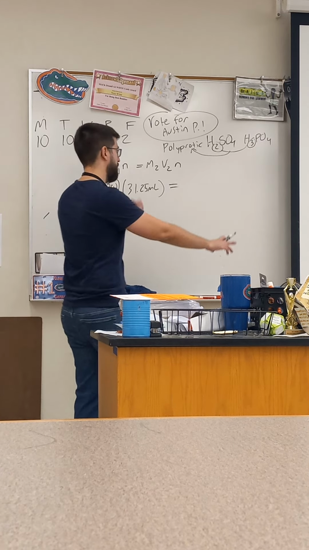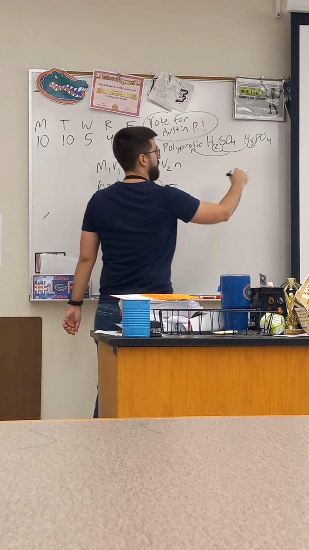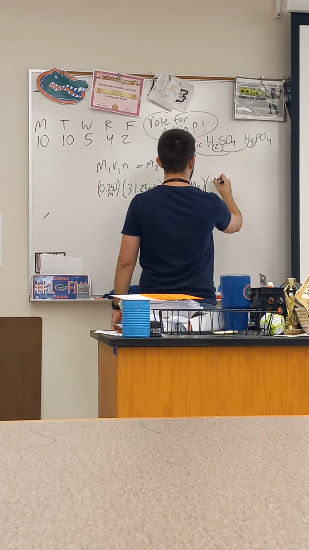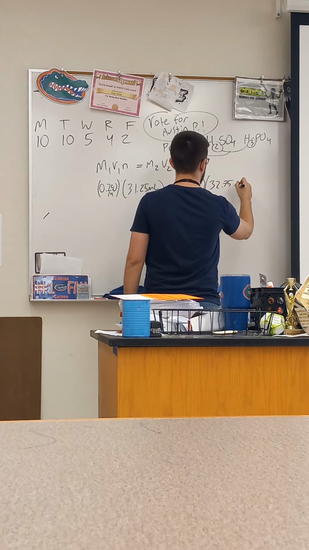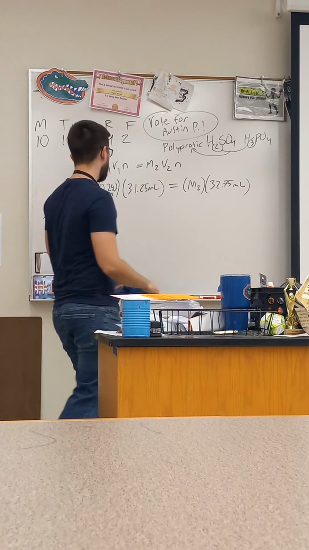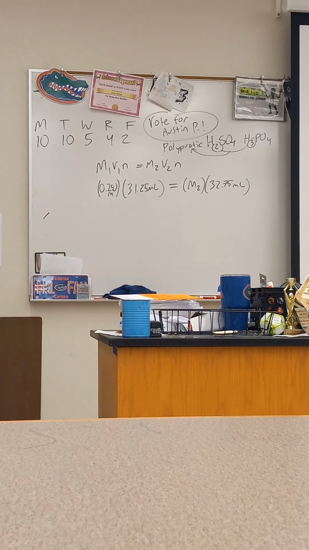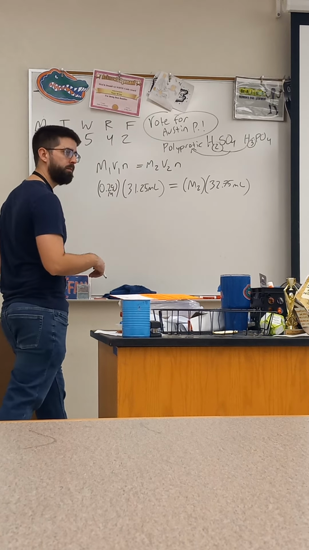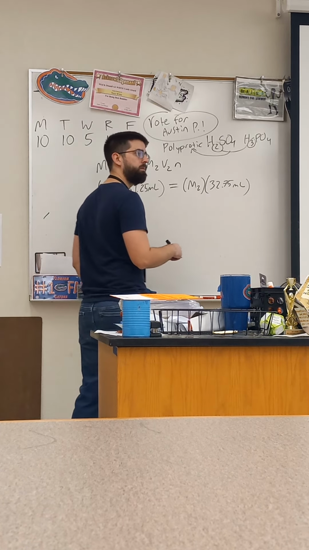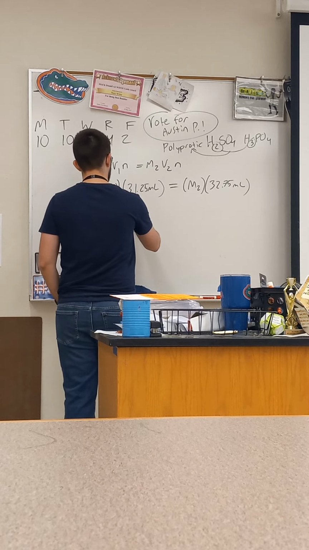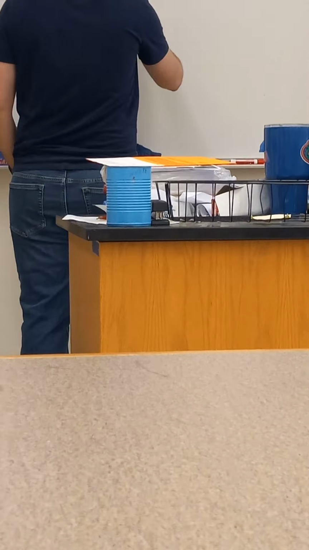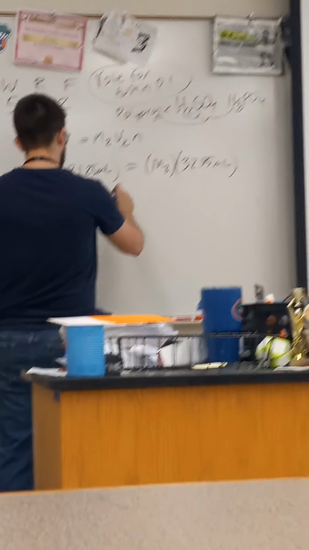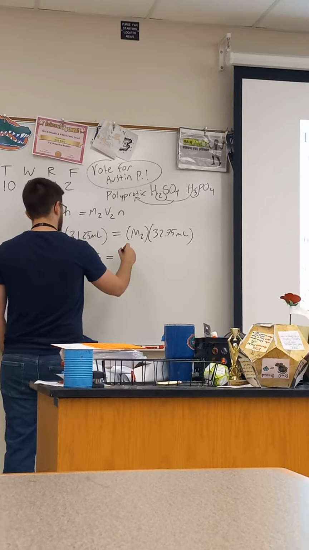Equals. Oh my god, it works. I mean, it's Mr. White, so. Okay, so guys, calculator time: 0.250 times 31.25. 7.8. 7.8? Yes, 7.8125. I got like 0.001 off, but yeah.